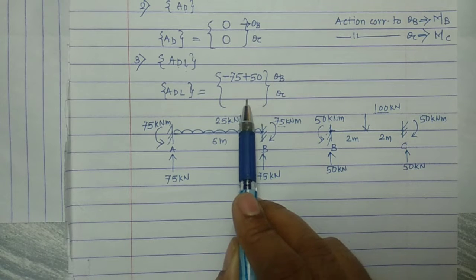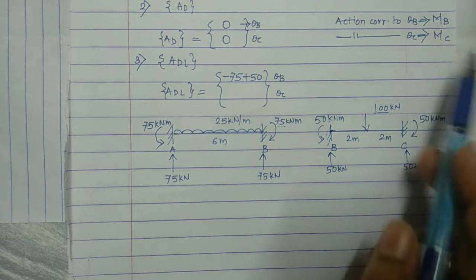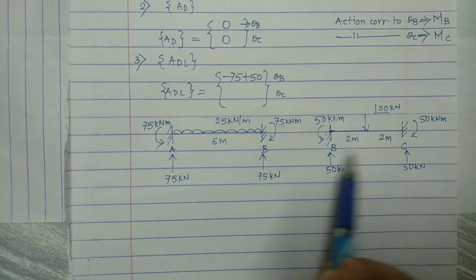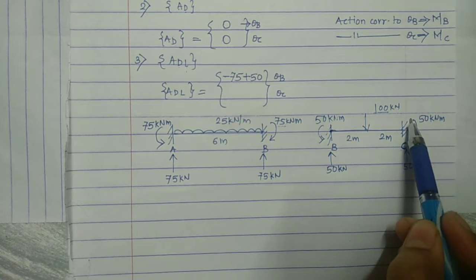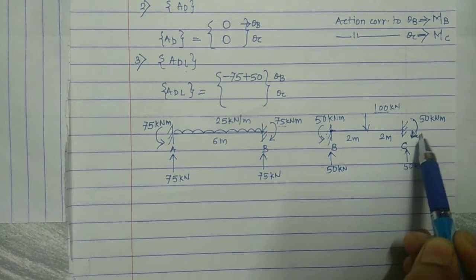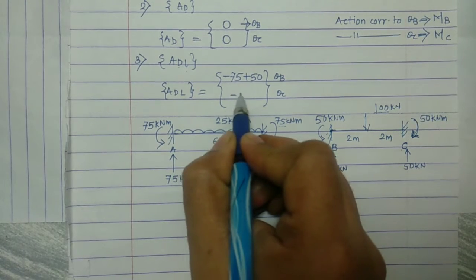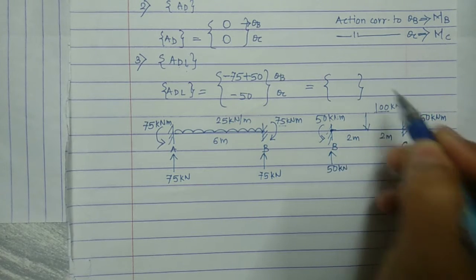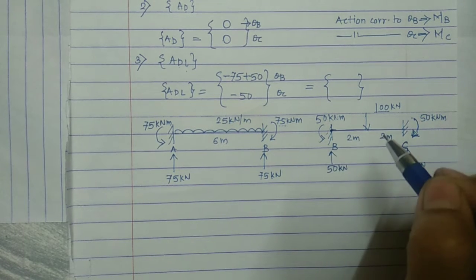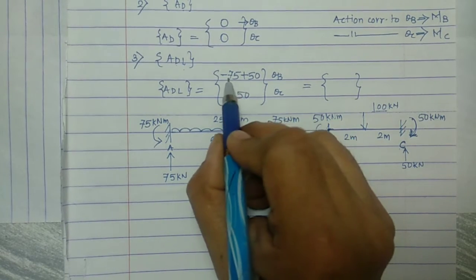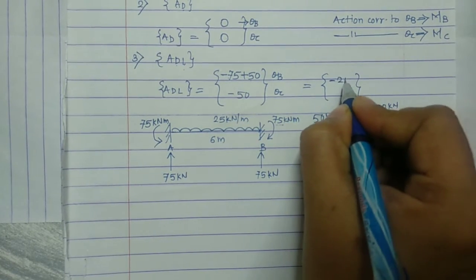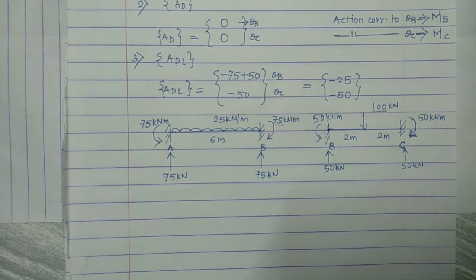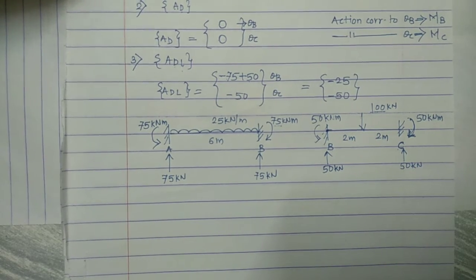Second element, action corresponding to theta C, is the moment at C in the restraint structure. So here is the restraint structure. See the support C, at support C, notice the moment at that point. This is clockwise 50, so minus 50. So here you will get your final ADL matrix, that is minus 75 plus 50, minus 25, and second element minus 50. This is the ADL matrix from the restraint structure.